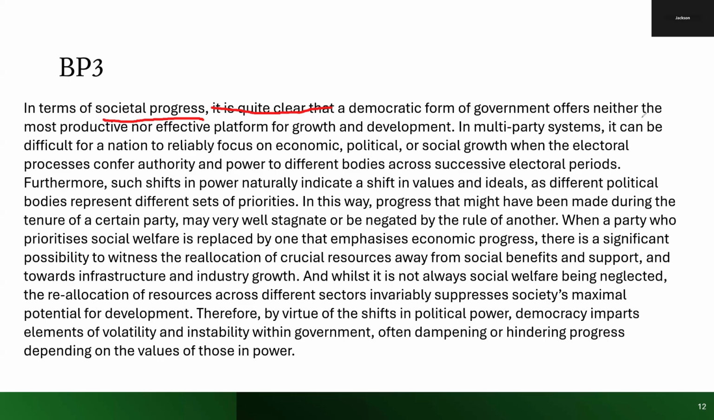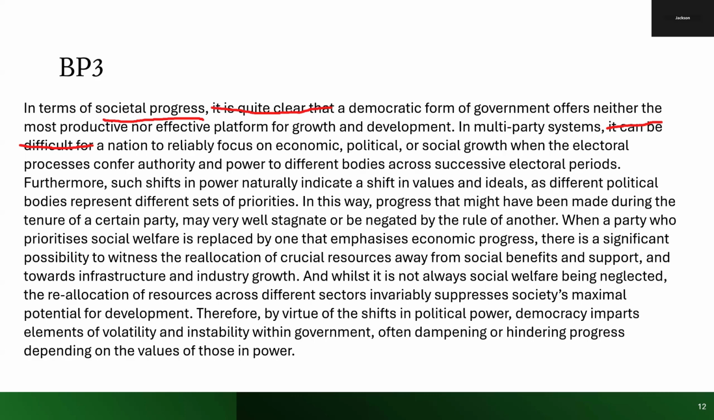And then the next part here, it can be difficult for a nation to reliably focus on economic, political, or social growth. So we can say in multi-party systems, a nation faces difficulties in reliably focusing on economic, political, or social growth. So cutting a few extra words here.